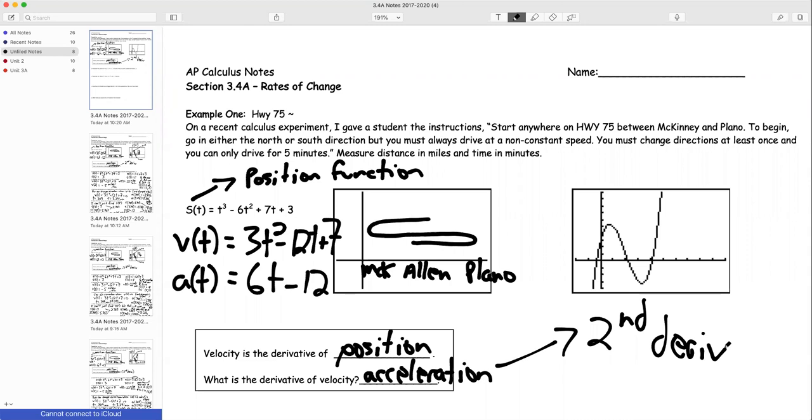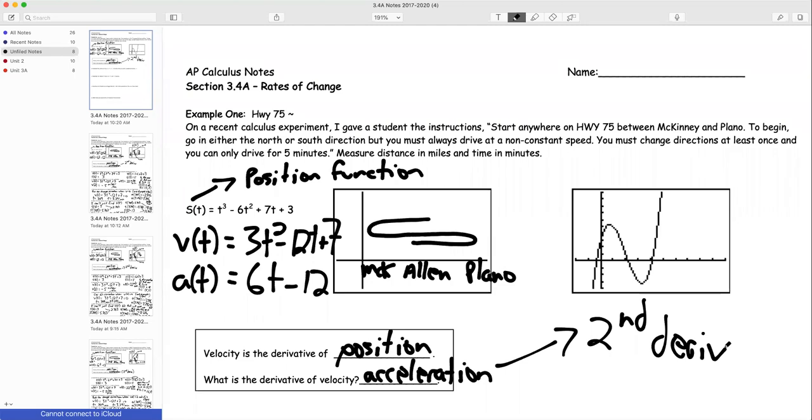I'm getting faster, right? So velocity is like being on cruise control. I'm still moving, but my change of velocity is constant. The rate of change of my velocity is constant. However, when I step on the gas, then the rate of change of my velocity in this case is increasing.